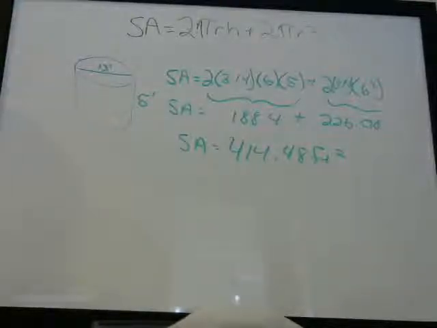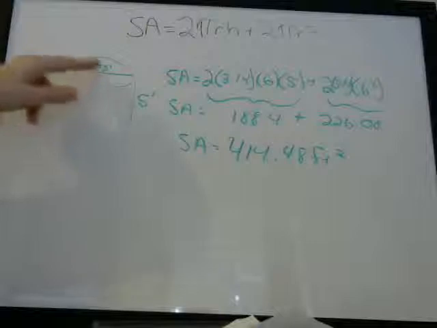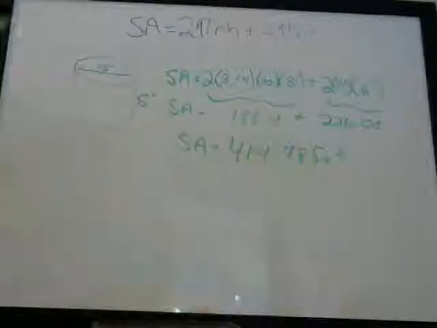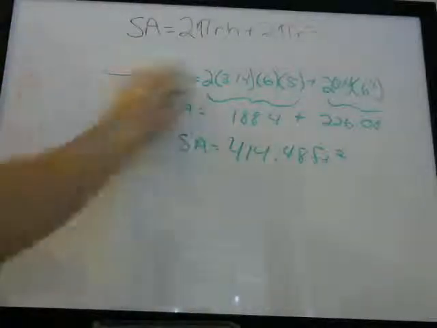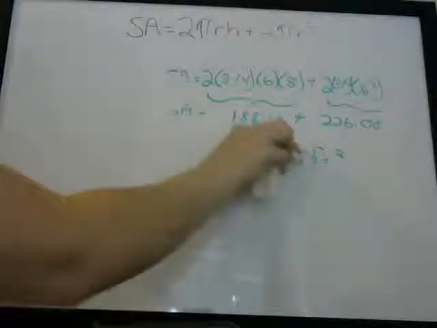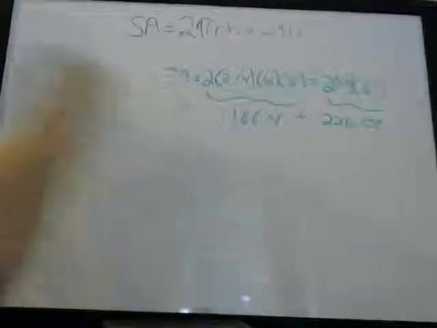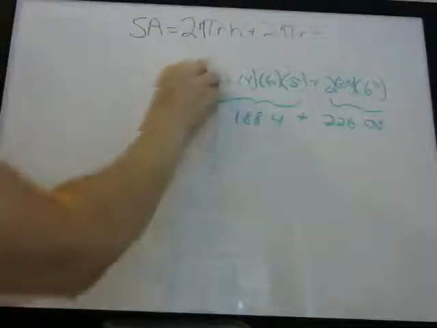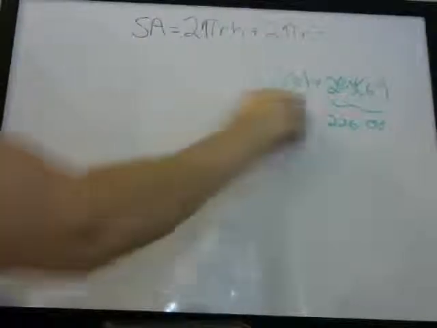We're going to do one more that is a little bit more complicated, because they might not be as straightforward as this. They give you the radius or diameter and the height, but they may require you to do a little bit of algebra. If you haven't watched the algebra videos, you need to do that as well. So let's do one where they're going to require some algebra.